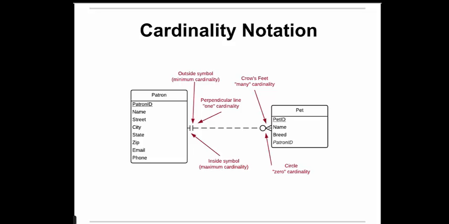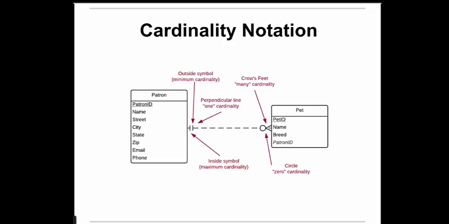Now on the other end, the one closest to pet, we see two different symbols. A circle on the outside, representing minimum cardinality, represents 0, meaning that this relationship is actually optional. The symbol closest to pet is crow's feet. This represents the maximum cardinality, and the crow's feet indicate the word many.